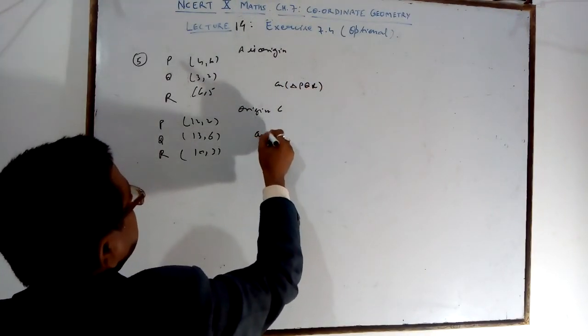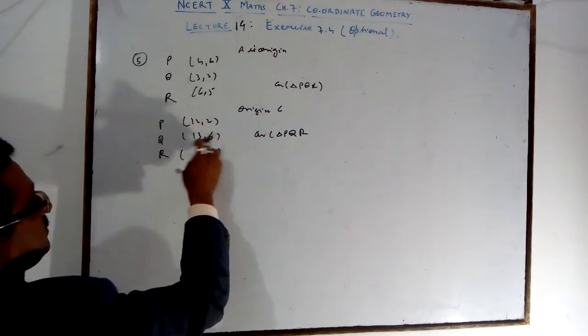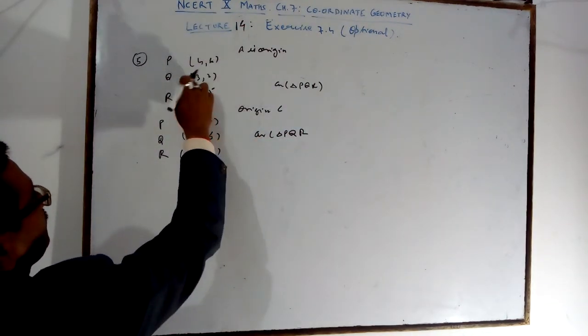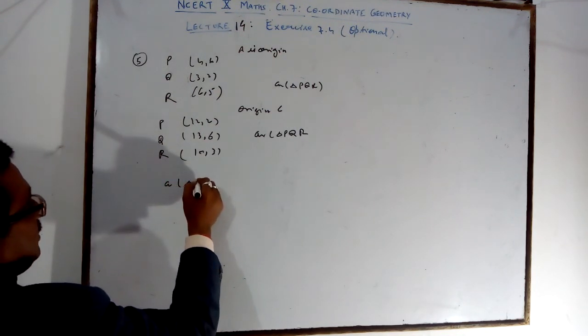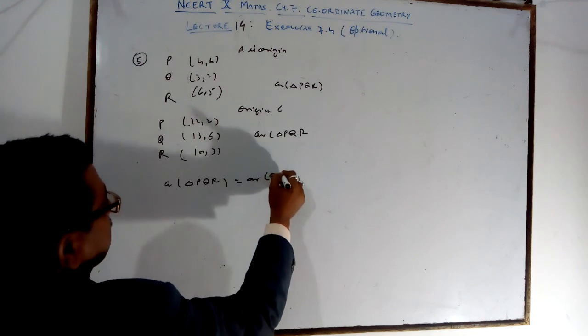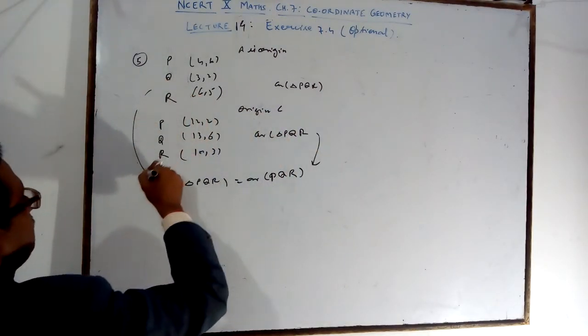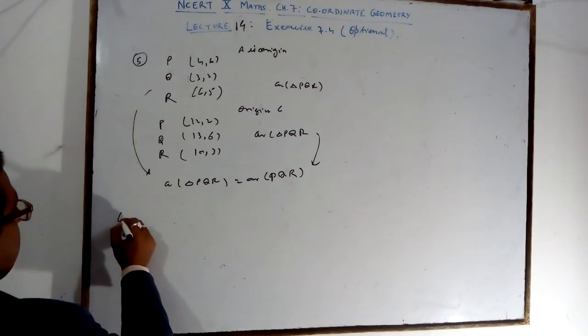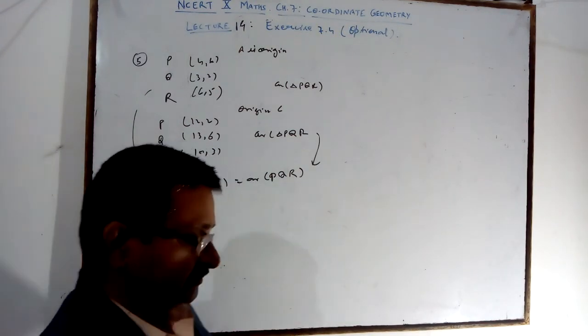You will get the area of triangle PQR by this: x1, y1, x2, y2, x3, y3, x1, y1, x2, y2, x3. Then the area of triangle PQR will be the same in both. By this and by this, with both sets of coordinates, your answer will be the same. You can calculate this.